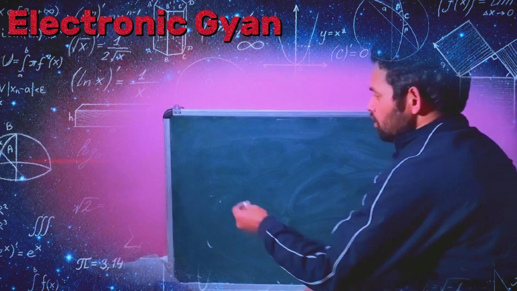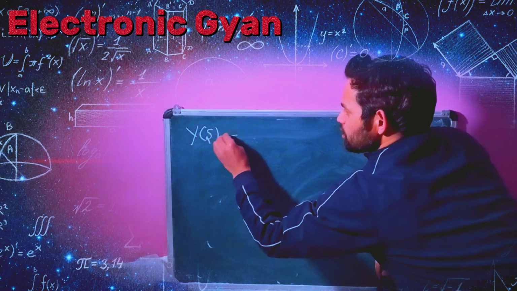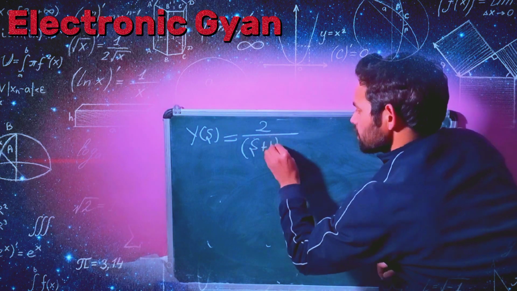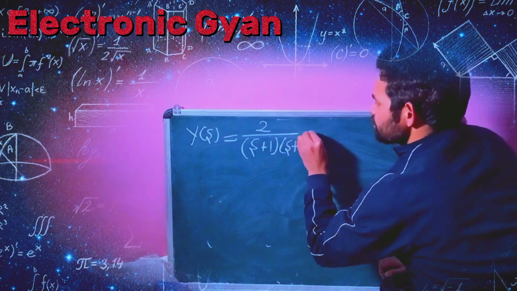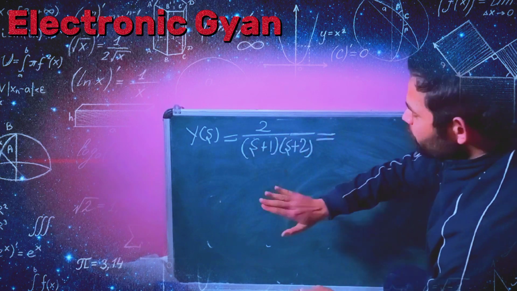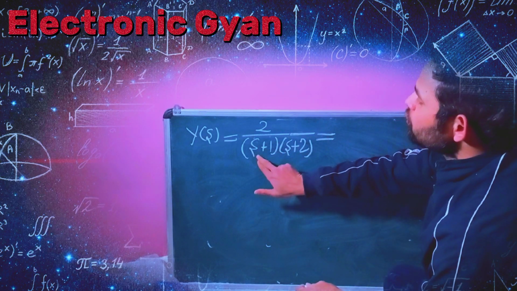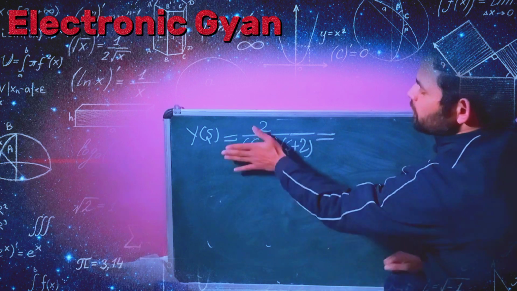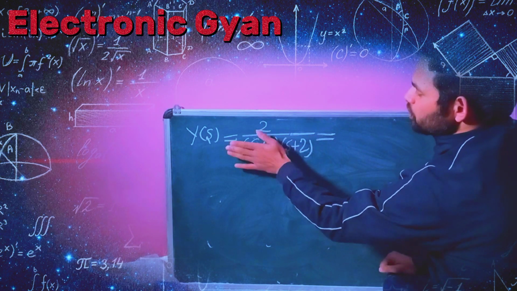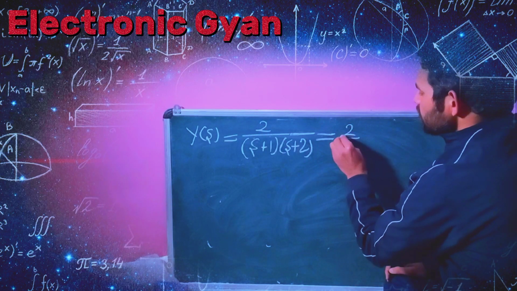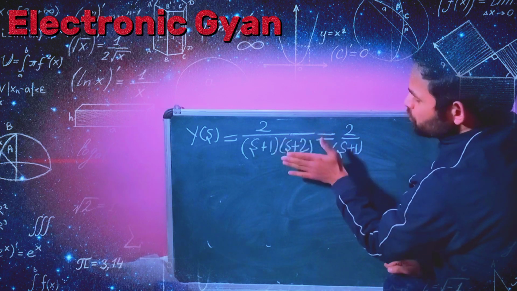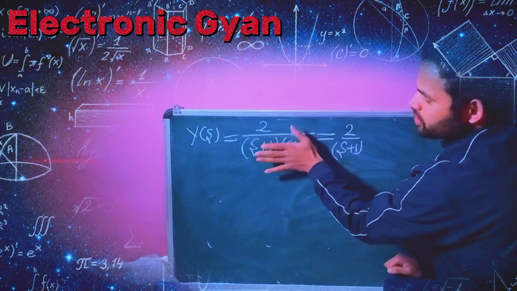Now see what we have obtained here. Y of s is equal to 2 divided by s plus 1 into s plus 2. Let us apply partial fractions here. For s plus 1, s is equal to minus 1. Put minus 1 here: 2 minus 1 is 1, and 2 by 1 is 2. So write 2 divided by s plus 1. Similarly, for s plus 2, s is equal to minus 2. Put this minus 2 here.